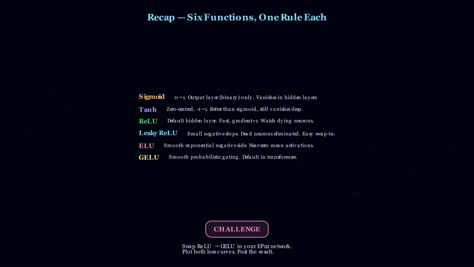ELU. Smooth exponential negative side. Slightly slower. Use when you need near zero mean activations. GELU. Smooth probabilistic gating. Default in transformers. Use it for attention-based architectures.